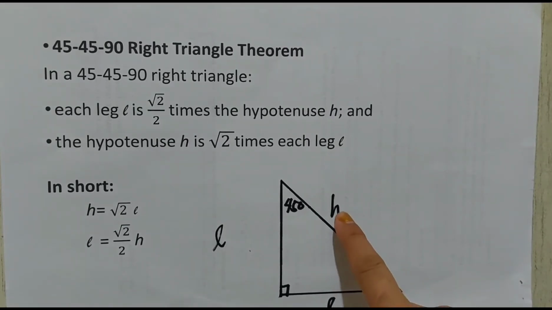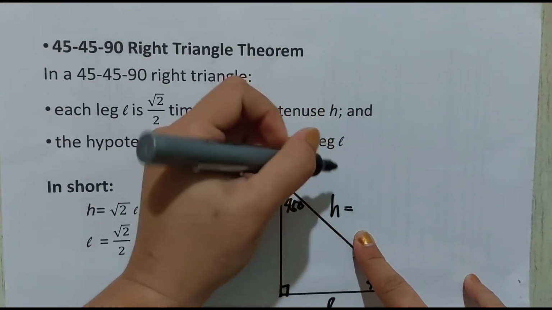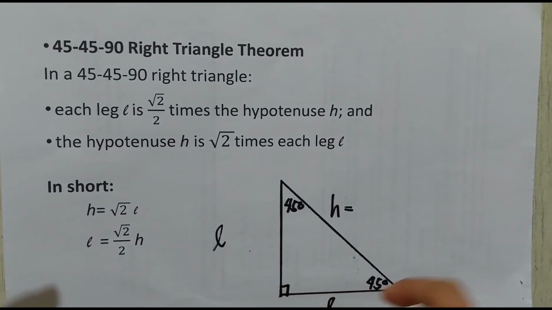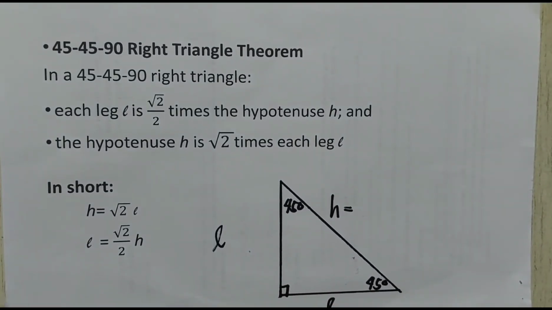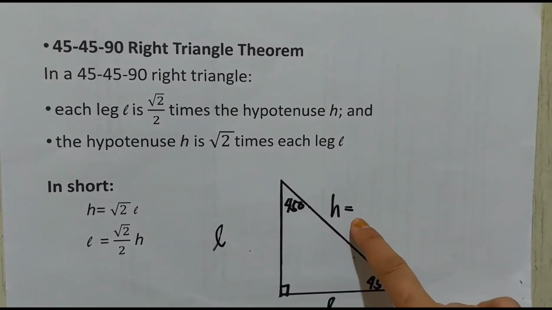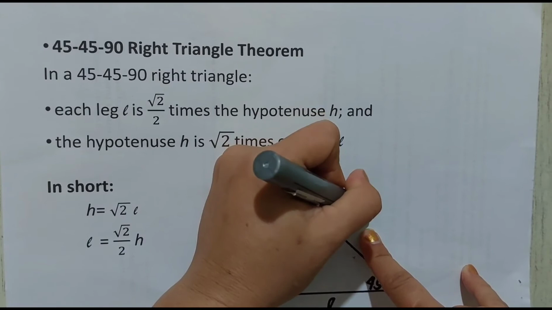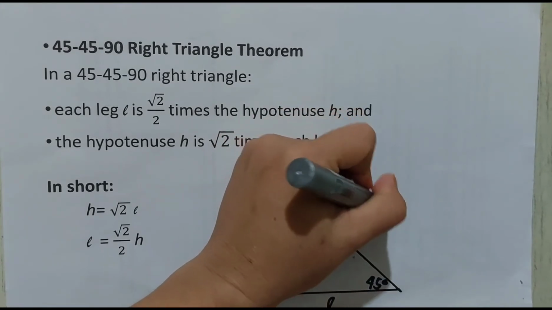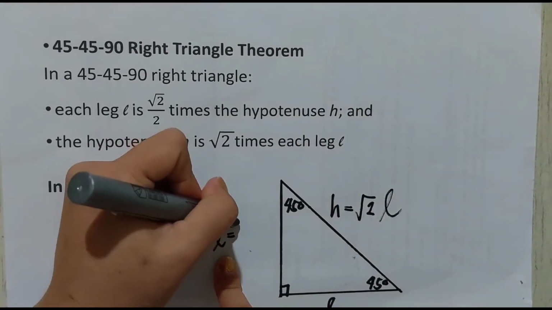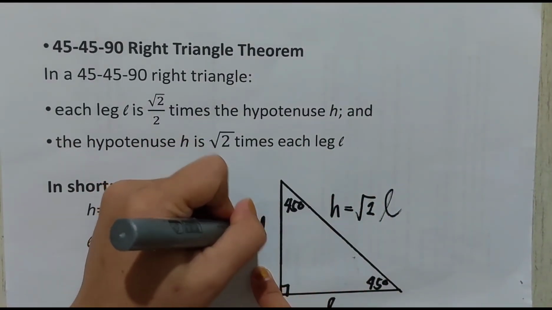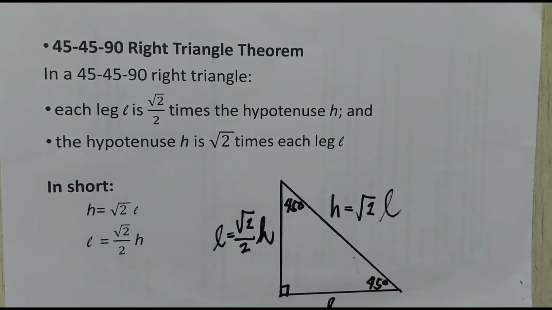Now, to solve for your H, it is direct. Though we can find the measure of each side using the Pythagorean Theorem, the shorter way is to apply this 45, 45, 90 degrees right triangle theorem, because they are special right triangles. So simply multiply square root of 2 to whatever measure of the given legs, that is L. And to solve for your leg, that is square root of 2 over 2 times whatever the value of your hypotenuse. Okay, let's have examples.